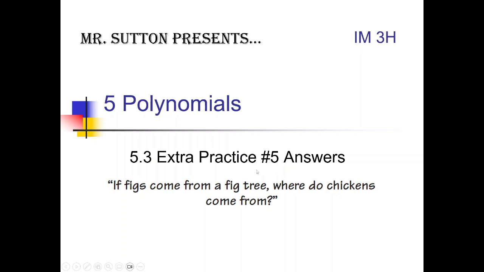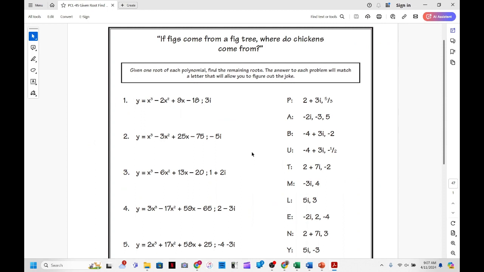There's a puzzle that goes with this one. Let's go check that out. So here's the puzzle we're trying to solve. If figs come from a fig tree, where do chickens come from? A chick tree? Probably not the answer, but that's my best guess.